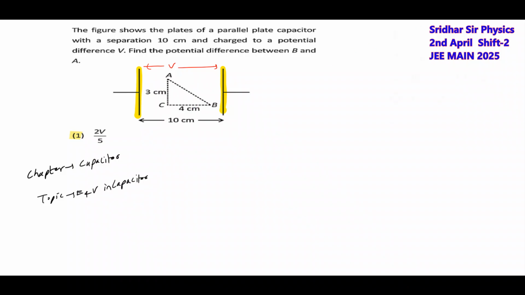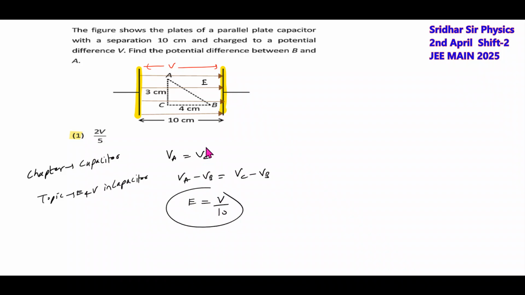How the electric field vector will be is very important. Here the electric field vector will be in this direction. I'm drawing brown color lines, that is the electric field vector. A and C are at the same potential, VA equal to VC. So VA minus VB is equal to VC minus VB. The electric field is the potential difference V by 10, and the electric field vector has to be the same, so it should be VC minus VB by 4.